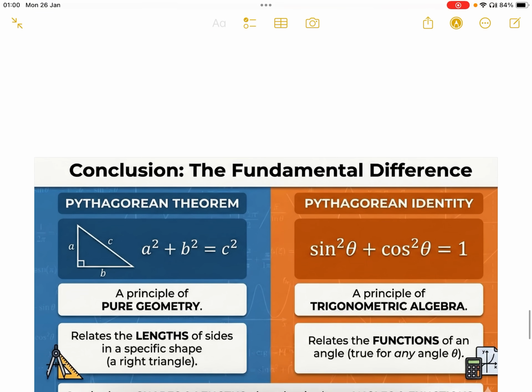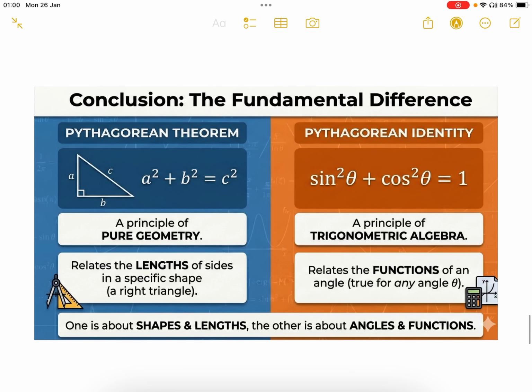So now let's see the fundamental difference. Now that we've discussed so much, you should know the pinpointed difference between Pythagorean theorem and Pythagorean identity. Pythagorean theorem belongs to geometry. It relates sides of a right triangle, whereas Pythagorean identity belongs to trigonometry. It relates functions of any angle. One is about shapes and the other is about angles.